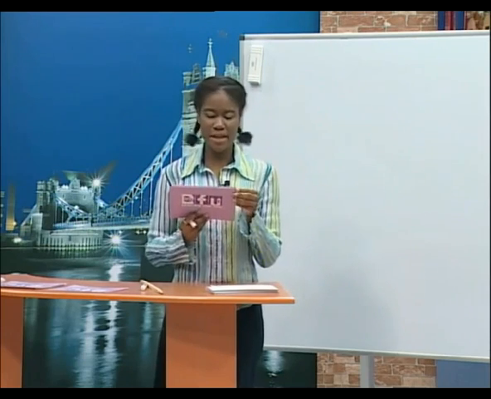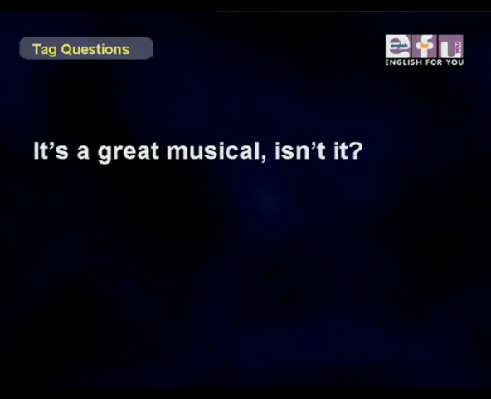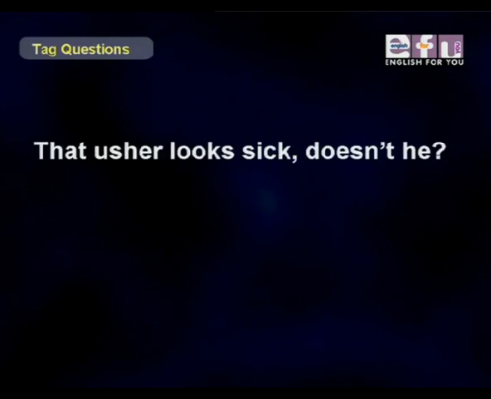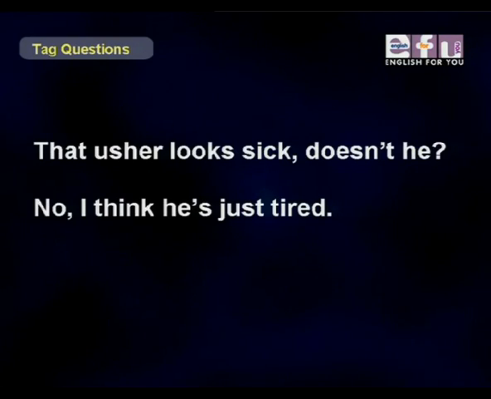So the meaning of a tag question depends on how you say it. If your voice goes down, you aren't asking a question. You are inviting the listener to agree with you. Let's look at some examples. It's a great musical, isn't it? Yes, it's wonderful. That usher looks sick, doesn't he? No, I think he's just tired.